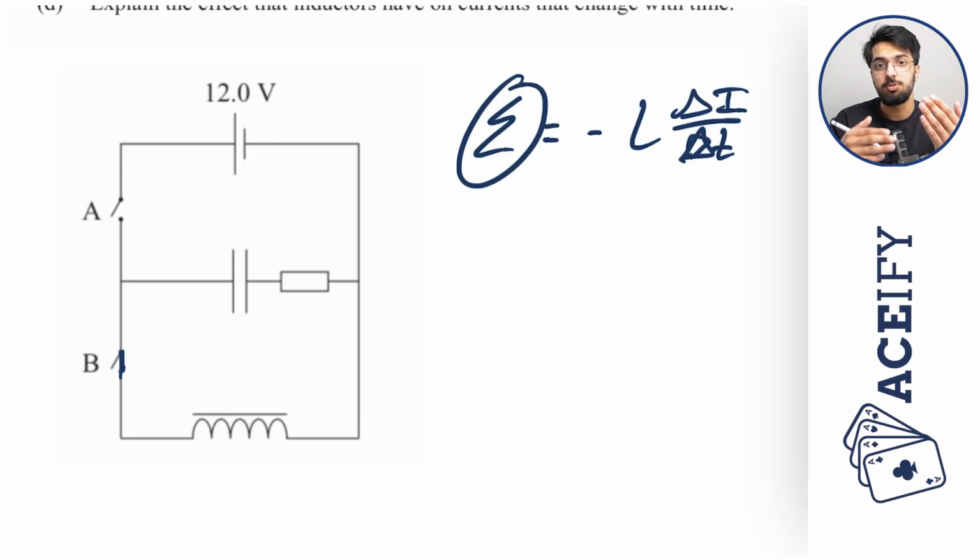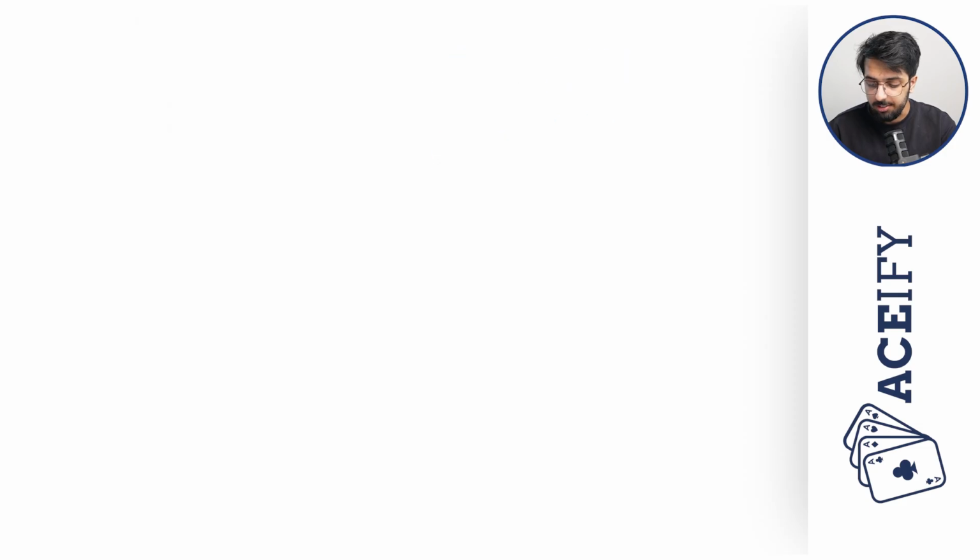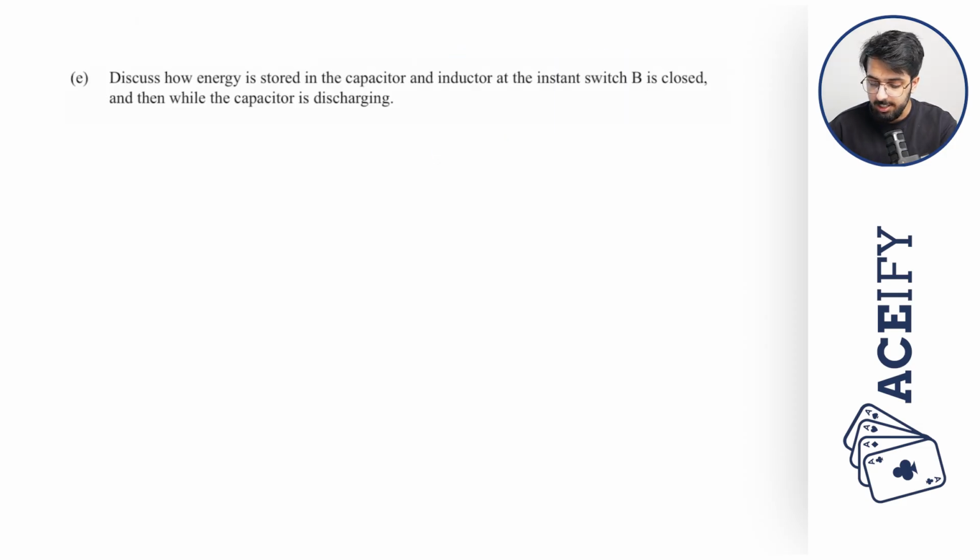And so if the change is from max to minimum, it wants to keep the current at a max value for as long as possible. So it's going to try to keep the current at a max value, therefore increasing the amount of time it takes for the current to drop to zero. And so you can write that in. Discuss how the energy is stored in the capacitor and the inductor at the instant switch B is closed, and then while the capacitor is discharging.